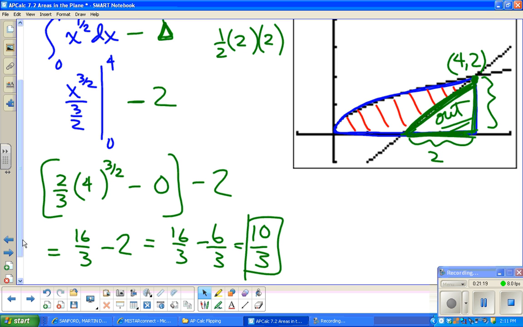Okay, all right, well, that's going to be it for me. I know it's just one example, 3 different ways. The big takeaway from this is that whole top curve minus bottom curve, or right curve minus left curve if everything is x equals something about y.